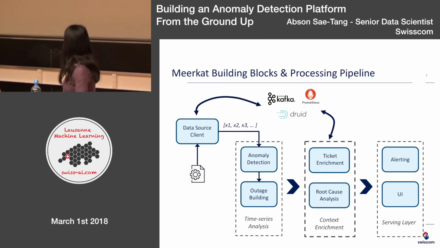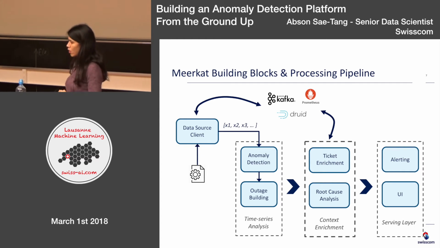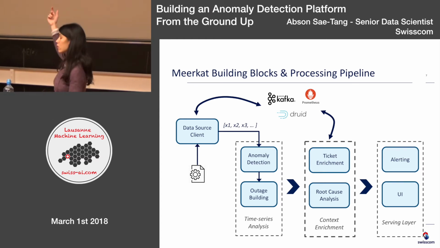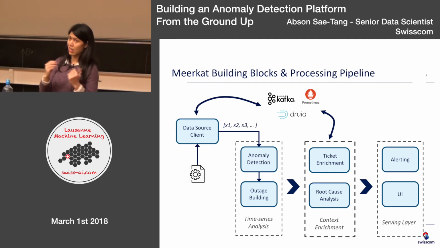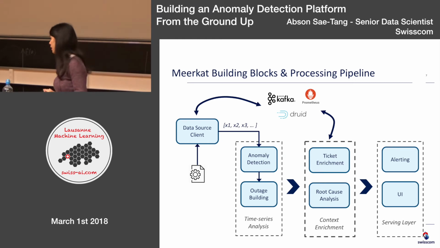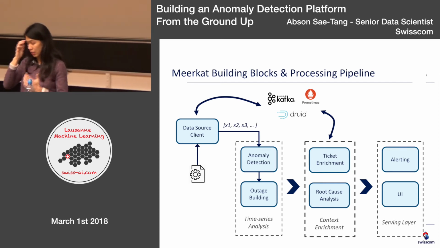We only want to alert on anomalies that are real problems. So once the outage builder has done its work, it passes over to the context enrichment layer, which will again query external sources and provide contextual information to this outage, such that people can know what is the likely reason of the outage and what is the impact. Then this is passed over to the serving layer that will, on the one hand, build alerts and send them, and also provide all this data via a web UI, so people can have a look at the past anomalies and try to troubleshoot.